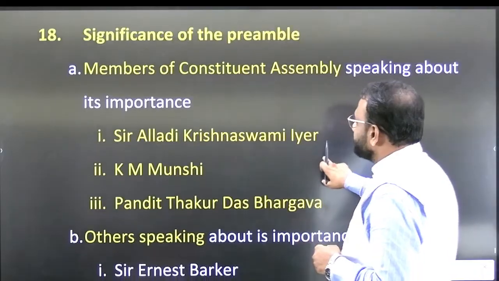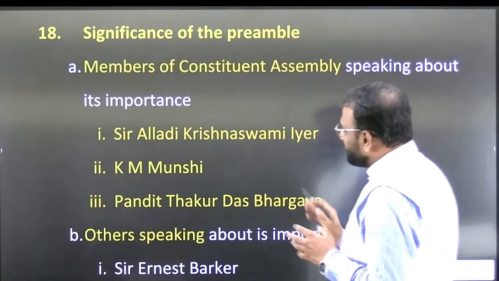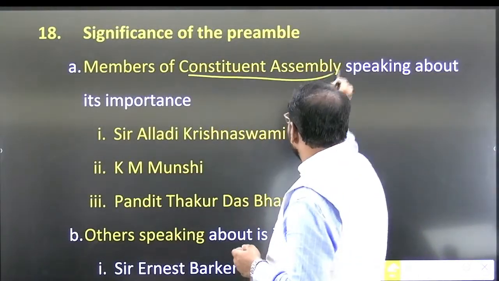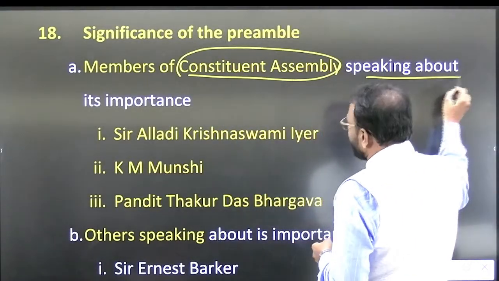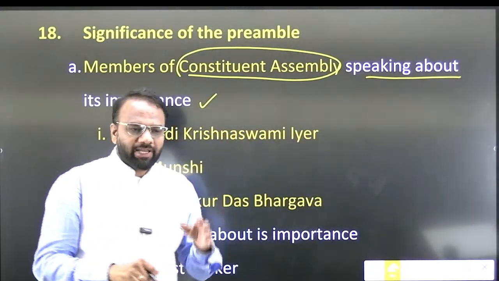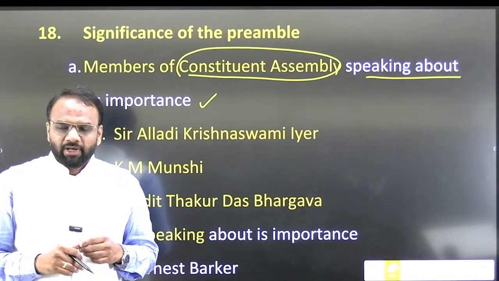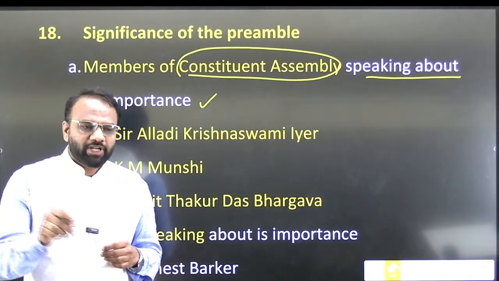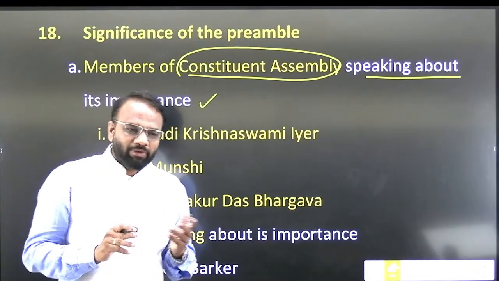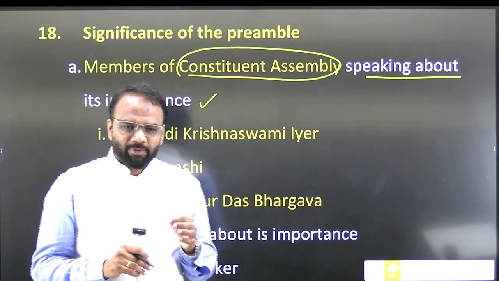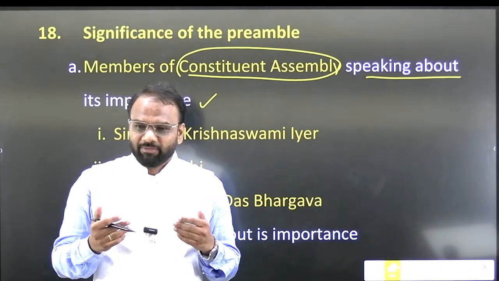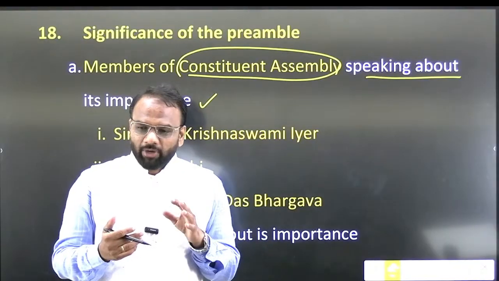Significance of the preamble. Now some things which we discuss here are not that important. Members of the Constituent Assembly, speaking about its importance. There are approximately 300 plus members in the Constituent Assembly. Sometimes in the examination they ask a question: who among the following were members of the Constituent Assembly? So what will be our approach? Should we memorize all the 300 plus names? Practically it is not possible. Initially, with enthusiasm, we may start, but we will not be able to complete.